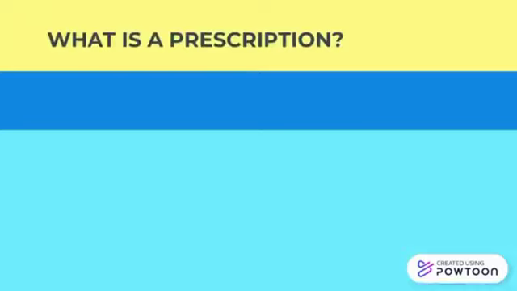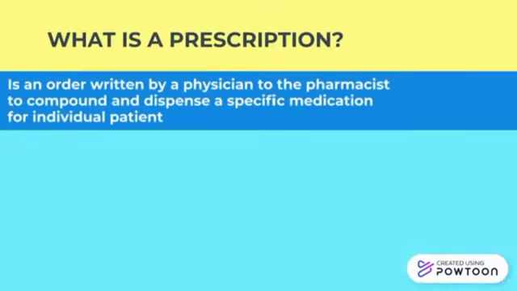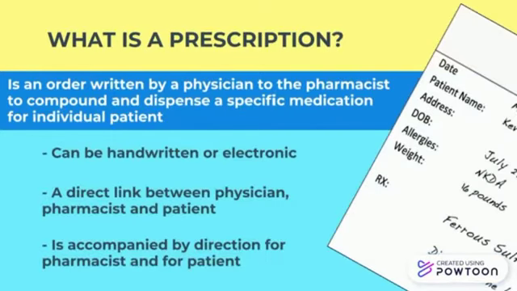What is a prescription? It is an order written by a physician to the pharmacist to compound and dispense a specific medication for an individual patient. It can be handwritten or electronic. It is a direct link between physician, pharmacist and patient. It is accompanied by direction for the pharmacist and for the patient.